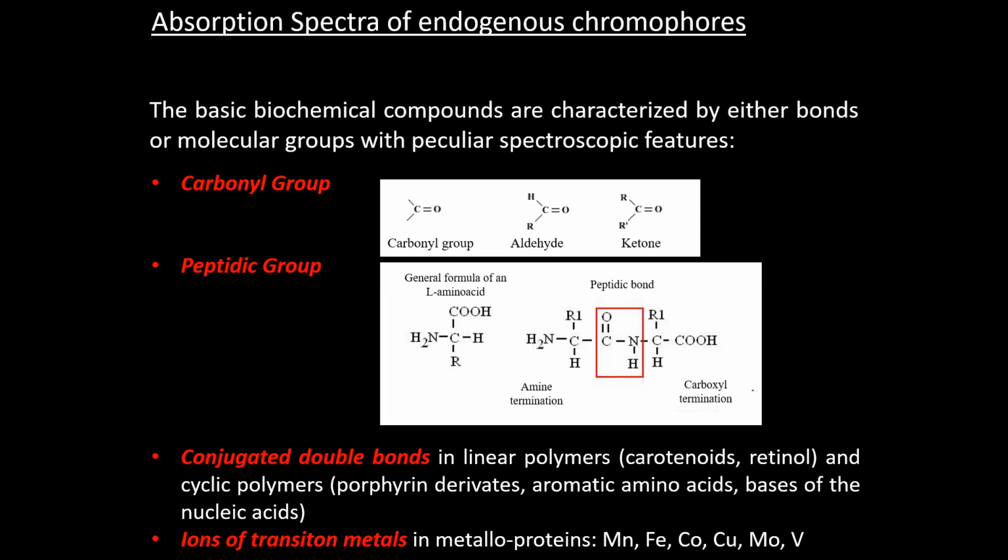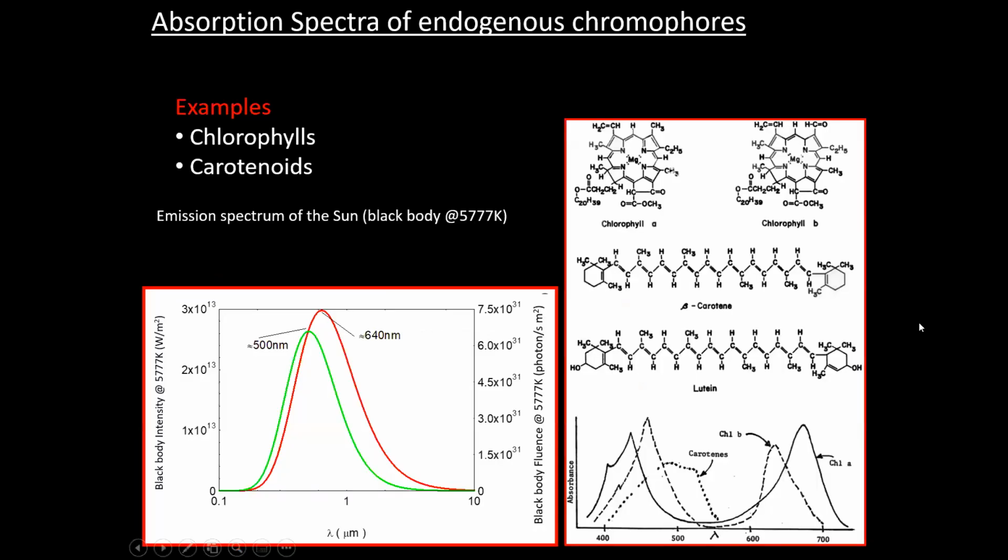Now, let's give some examples. For example, chlorophylls and carotenoids. This is the chemical structure of chlorophyll, and it is very much similar to hemoglobin. Instead of an iron atom in the middle, you have a magnesium atom. And you know that this is the base of the photosynthesis process.